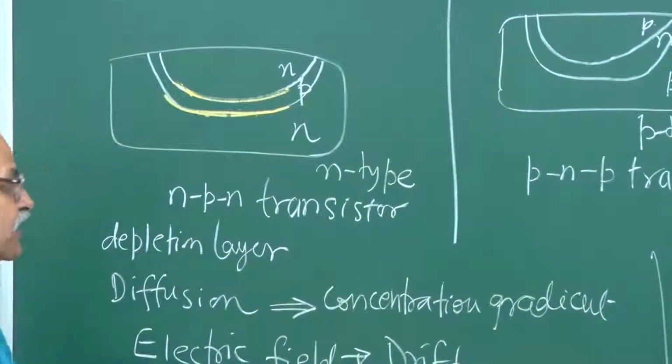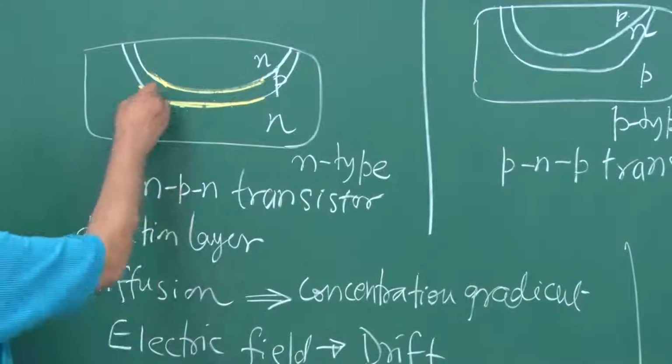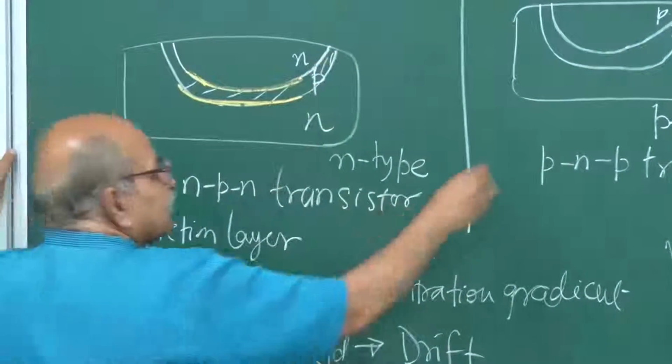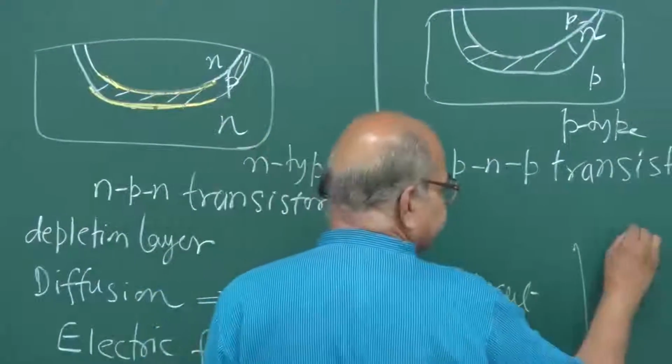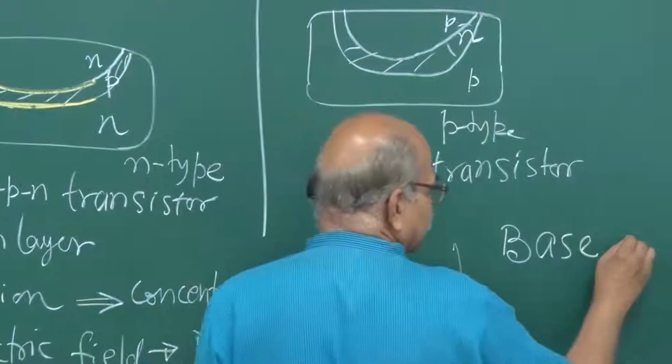Now there are some characteristics, or some names first. This sandwich layer, this region, is called the base. This is called the base of the transistor.